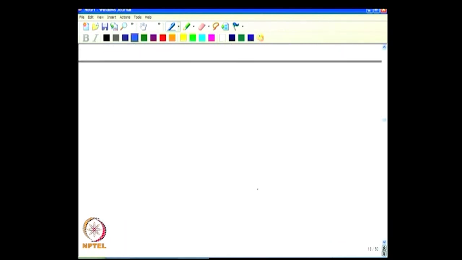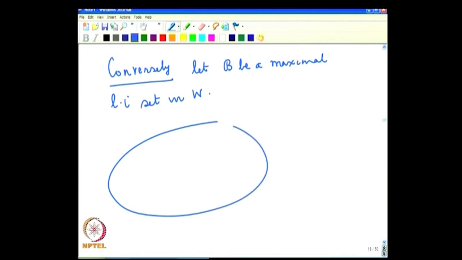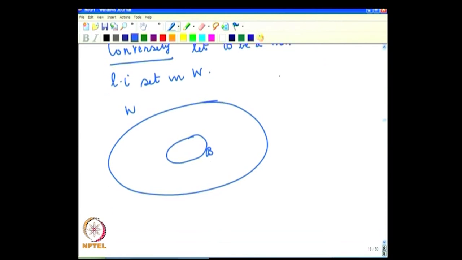Now, let us look at whether the converse is true. Conversely, let B be a maximal linearly independent set in W. So, here is W and here is B, which is a maximal linearly independent set. We want to claim that B is a basis.